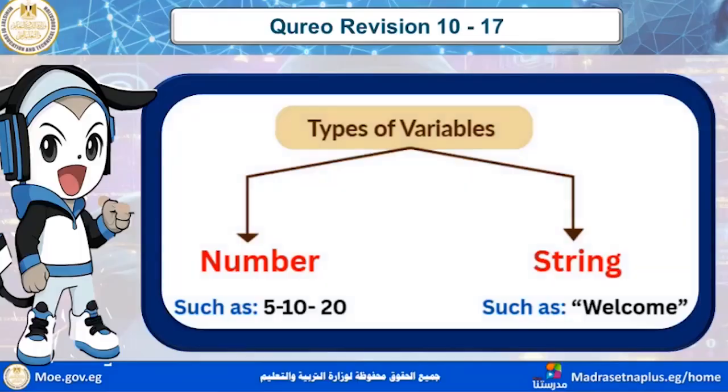Now let's discuss the types of the variable. We have two important types of the variable, number and string. Number such as 5, 10, 20, and string such as welcome.